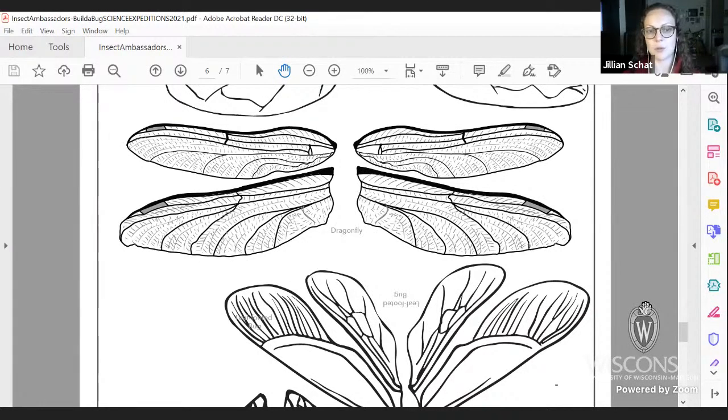Other insects move their wings in synchrony, and so it's much easier. They move all of them up or all of them down at the same time, but it also means that they're not as agile as dragonflies.